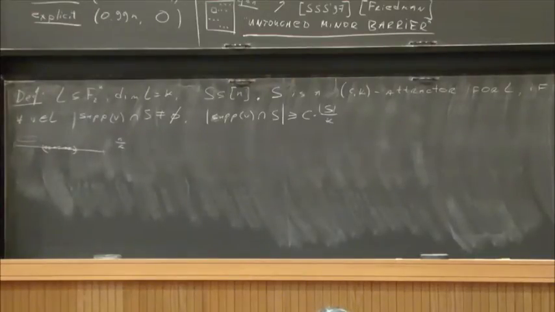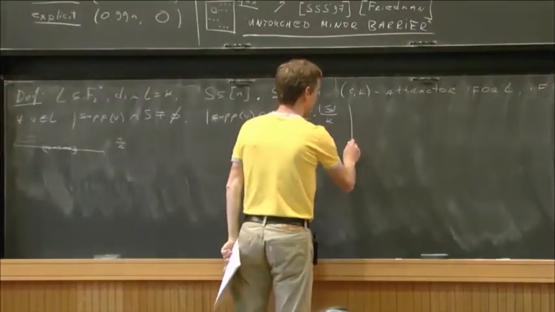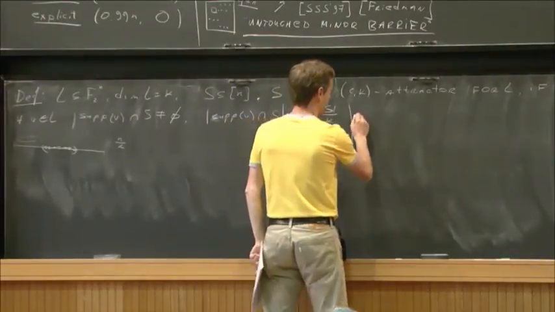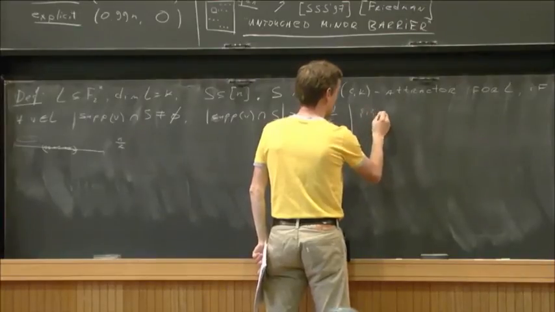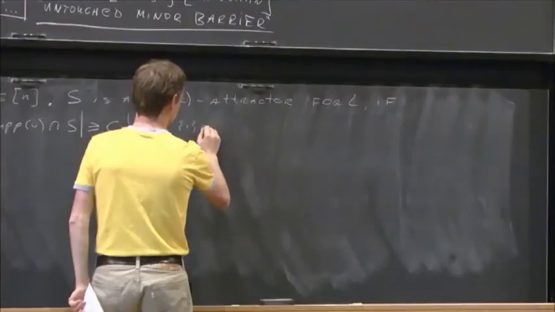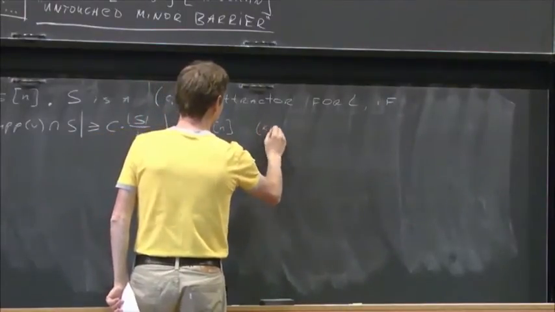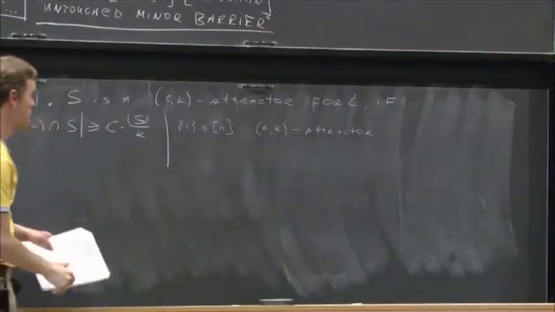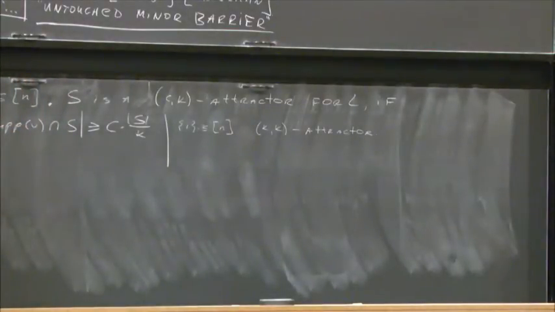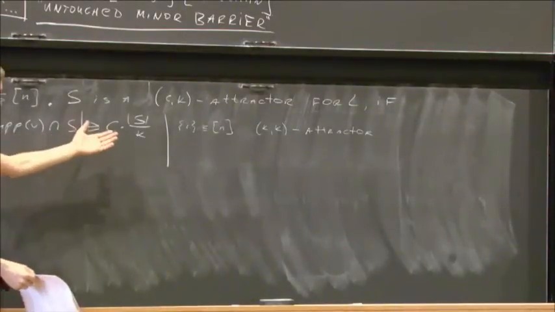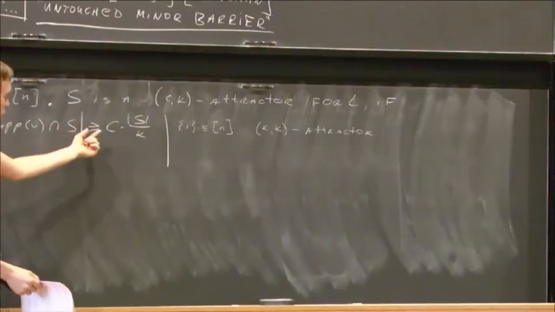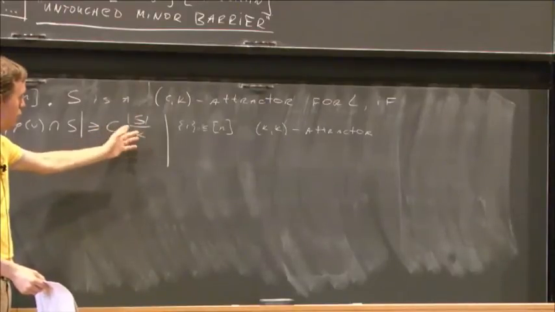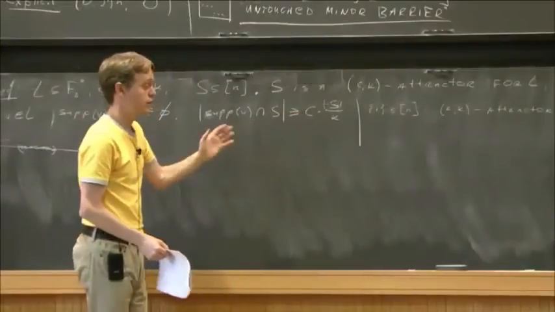If a vector touches you, then it should touch you a lot. One thing to observe is that this definition is trivial to satisfy with small attractors. In fact, if I take a set which has a single coordinate, this is a very strong attractor. This is in fact a k,k attractor, because if some vector touches it, the intersection of the support is exactly 1, since it's one coordinate. So you have to put c to be roughly k. So it's a pretty strong attractor.